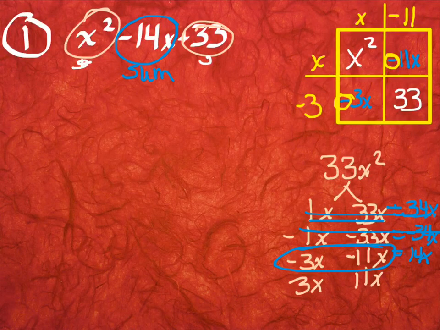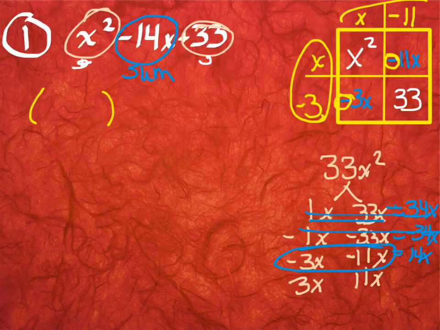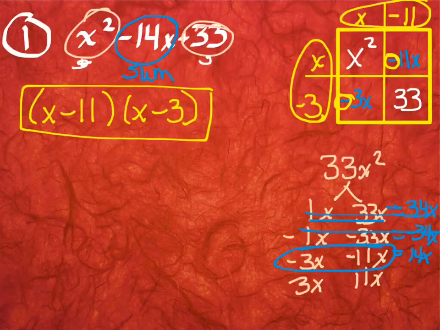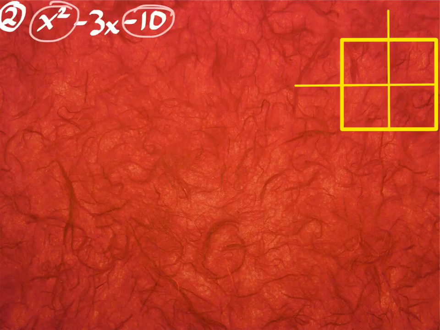Now let's go over to our two parentheses, and you're going to write what we factored out in each parenthesis. So x minus 11 and x minus 3. That's your answer. Let's do another one. So first step is to find the product of the outside numbers so we can find the factors to use.